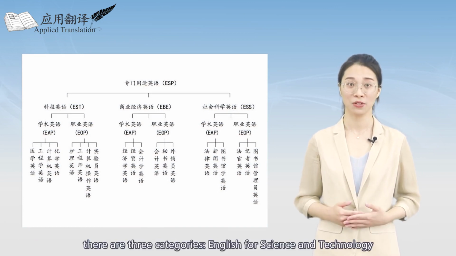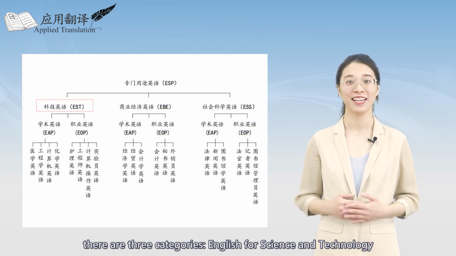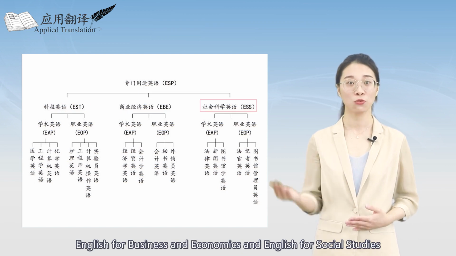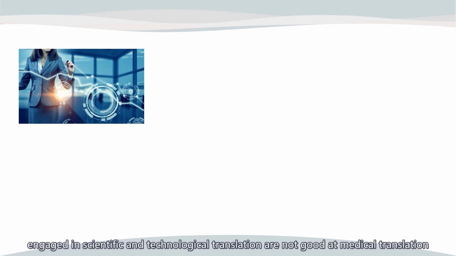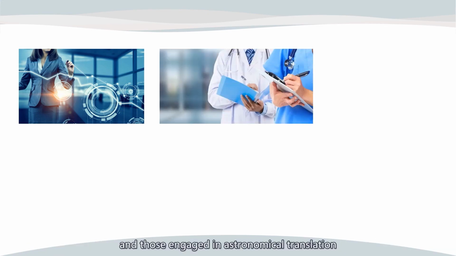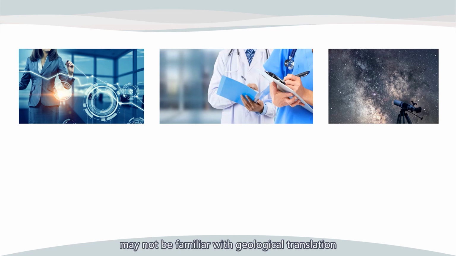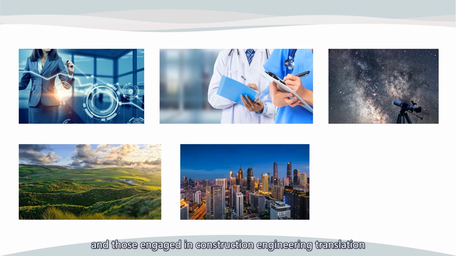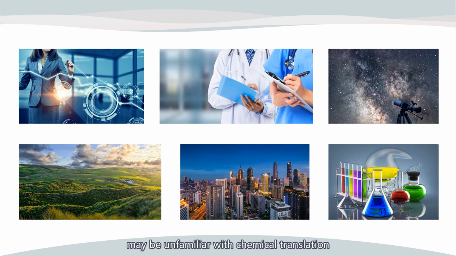There are three categories: English for science and technology, English for business and economics, and English for social studies. Most translators engaged in scientific and technological translation are not good at medical translation, and those engaged in astronomical translation may not be familiar with geological translation, and those engaged in construction engineering translation may be unfamiliar with chemical translation.